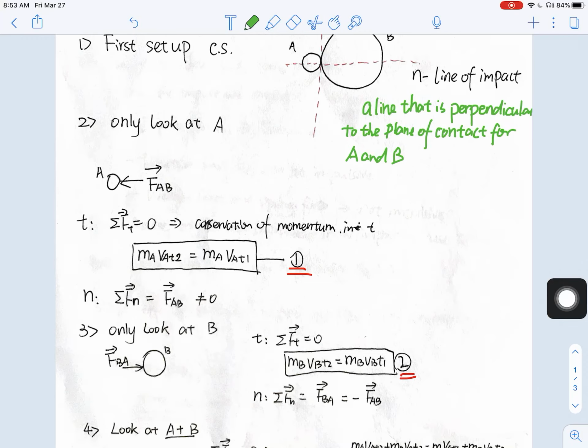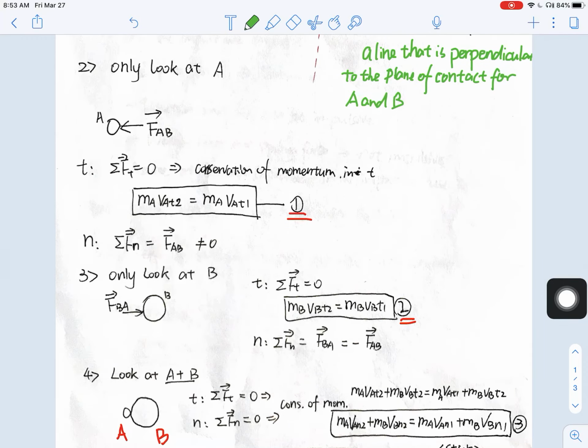Then we can take a look at particle B. Same thing, from Newton's third law, particle B has an impact force from A, that's F_BA. In the T direction, the sum of the forces equals 0, so we can use conservation of momentum in the T direction: m_B v_BT2 equals m_B v_BT1. In the N direction, we do have this force, so the sum of the forces equals F_BA, and you can write that as negative F_AB, where F_AB is the impact force on particle A.